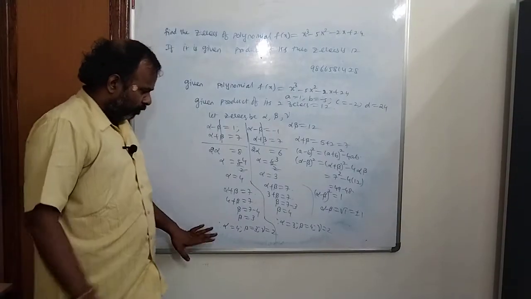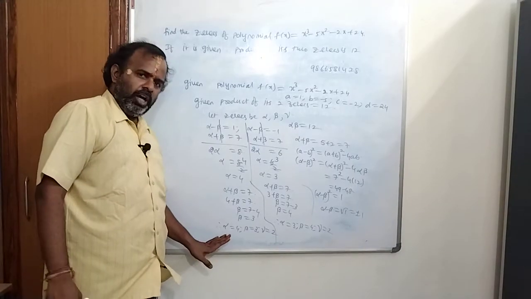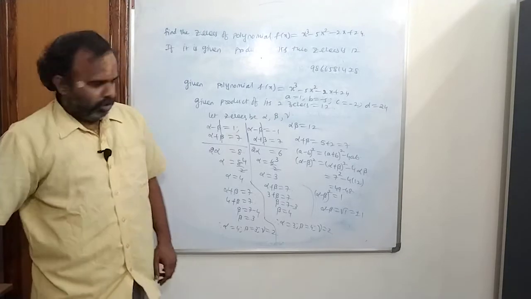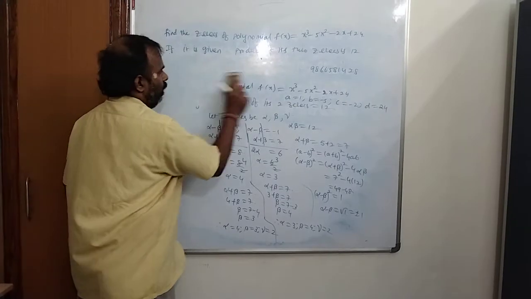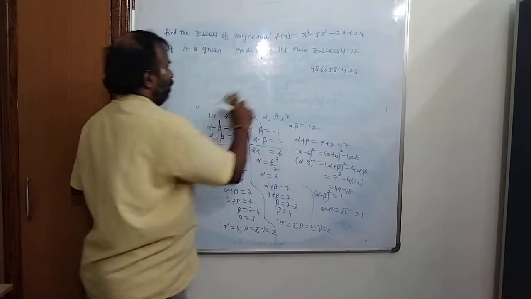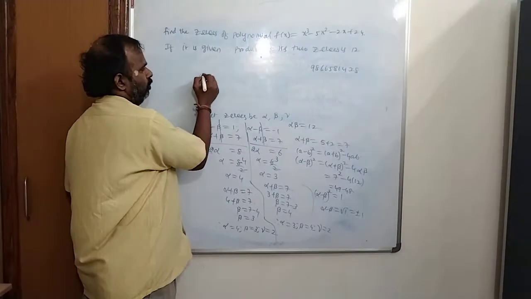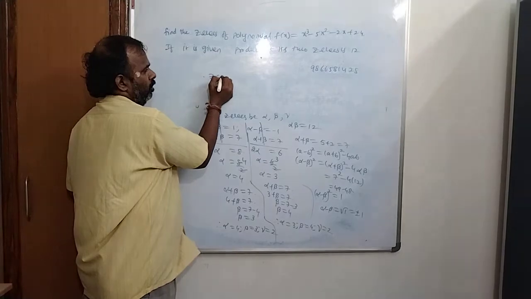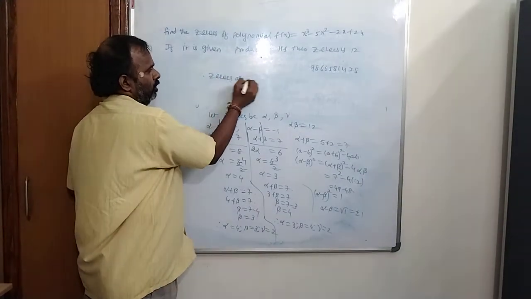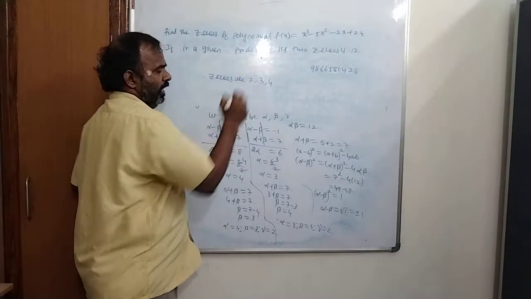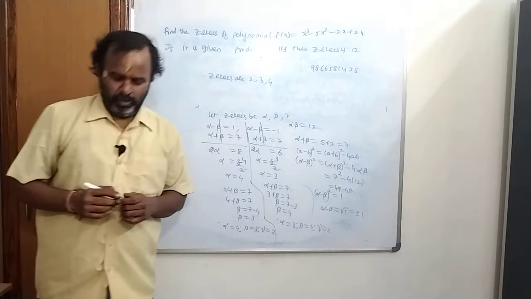When you compare all of them, they are only the same numbers. So finally, what can we say about the problem? That zeros are nothing but 2, 3 and 4. So therefore, zeros are 2, 3 and 4. Okay, thank you.